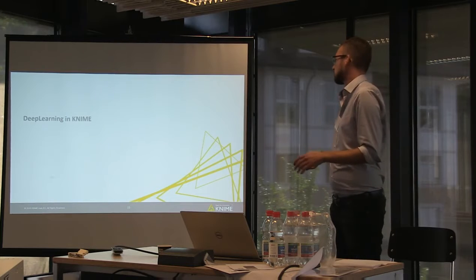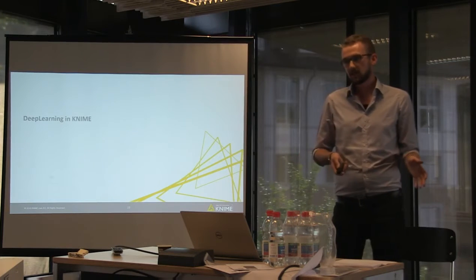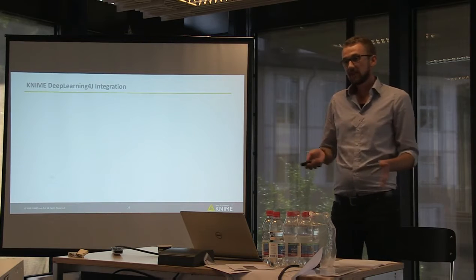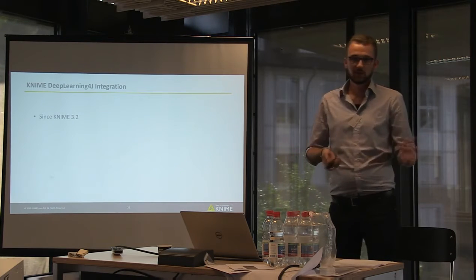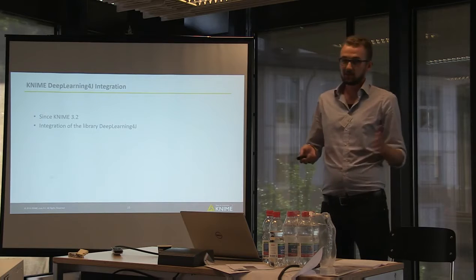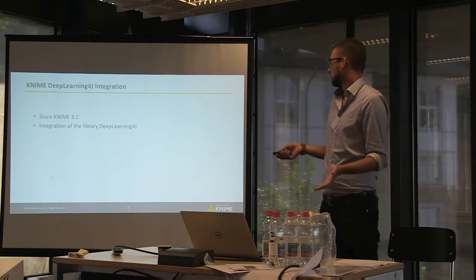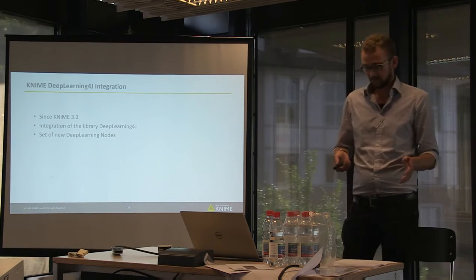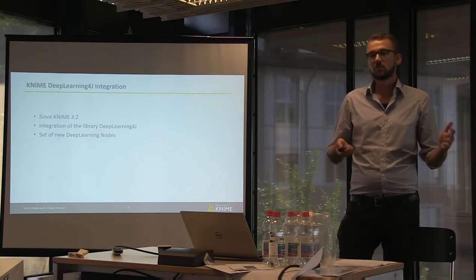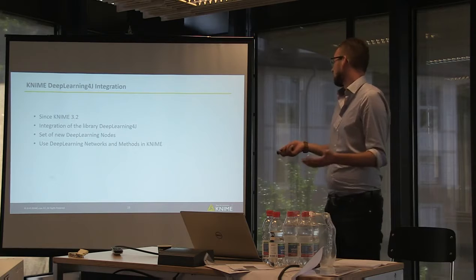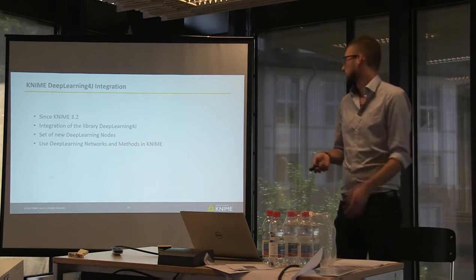Now I want to introduce how deep learning actually works in KNIME. We have had this deep learning integration since version 3.2, which was about two or three months ago. It was integrated with the library Deeplearning4J. The integration consists of a set of new nodes in order to perform deep learning in KNIME. And this allows you to use deep learning networks and methods in our software.